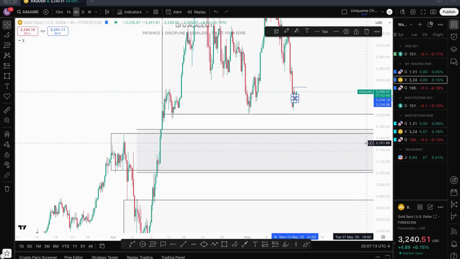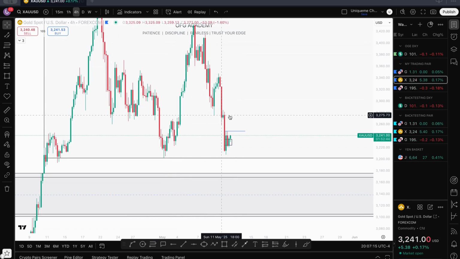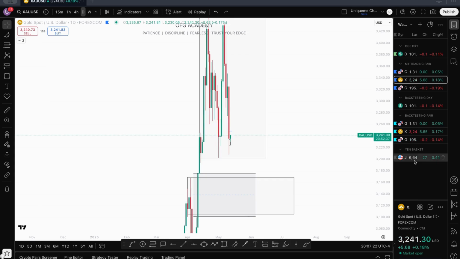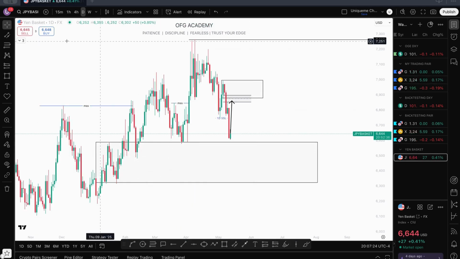And there's a break of structure on 4 hours that has been around here. So I don't do the 15 minute. I'm working, so I'm swing trading. Now for JPY pairs, I have to check the JPY basket.